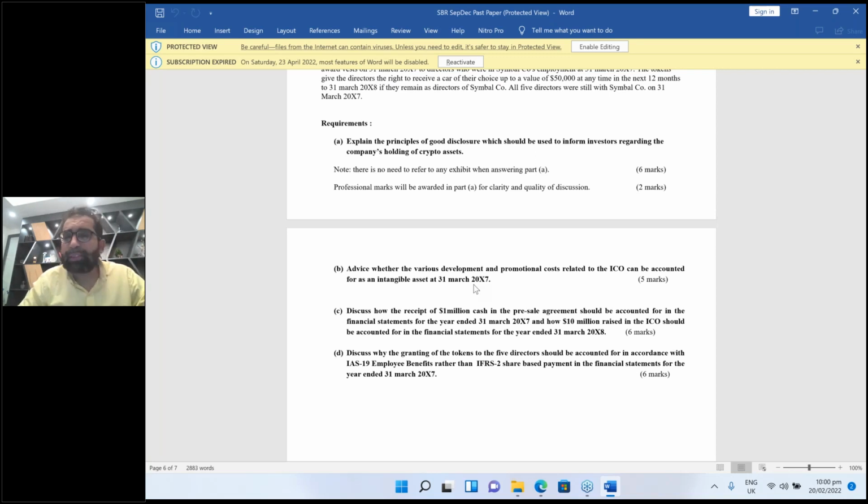But to be very honest, they can't capitalize the promotional expenses like advertisement cost at all, right? According to IAS 38, it goes in the P&L, and I gave you the logic as well. Because all this advertising creates your internally generated goodwill, and we can never capitalize internally generated goodwill.